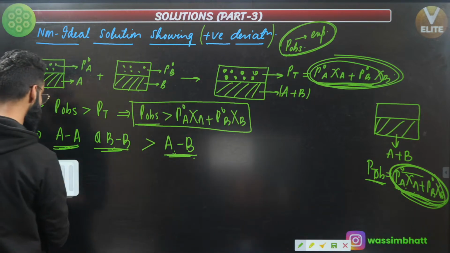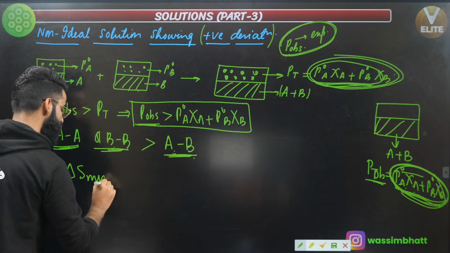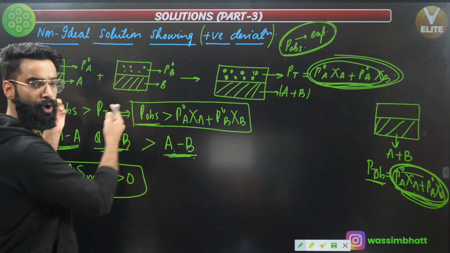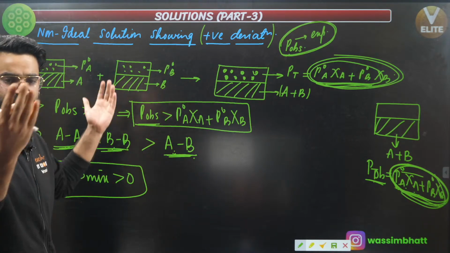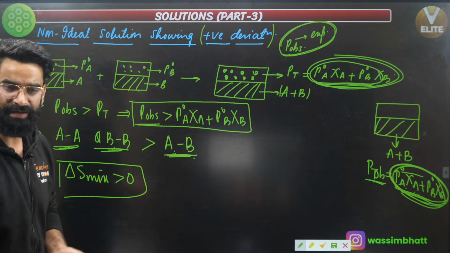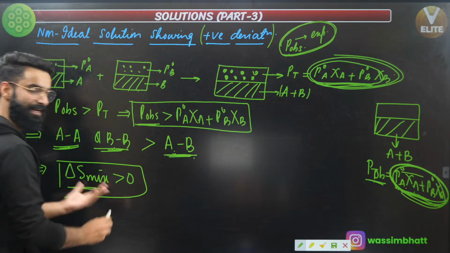Now talking about delta S mixing. Delta S mixing again is going to be positive, because again you are mixing two liquids. What is going to happen to the randomness of the solution? Randomness of the solution will increase, and if the randomness is increasing, definitely your entropy is increasing, and entropy increasing means delta S mixing will be greater than 0.